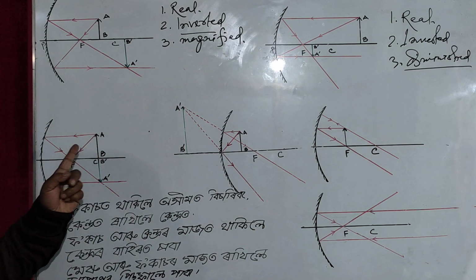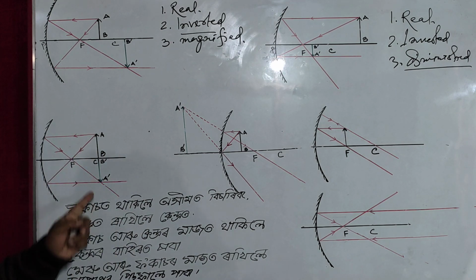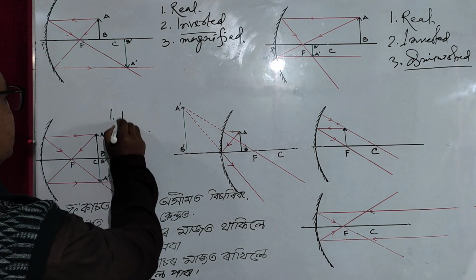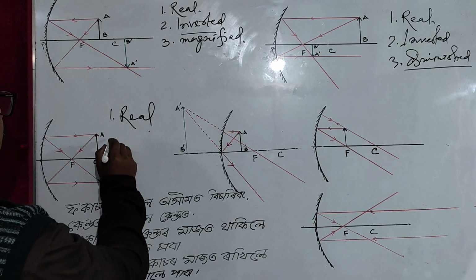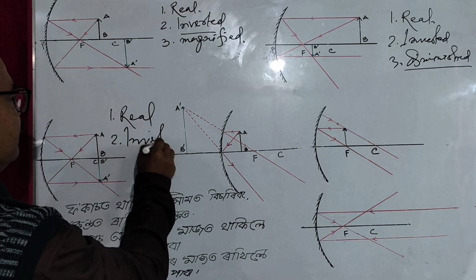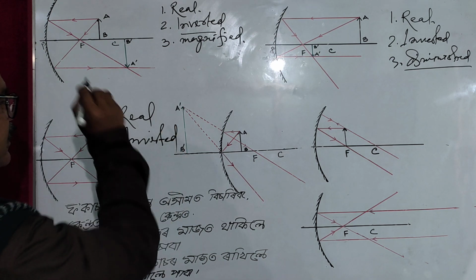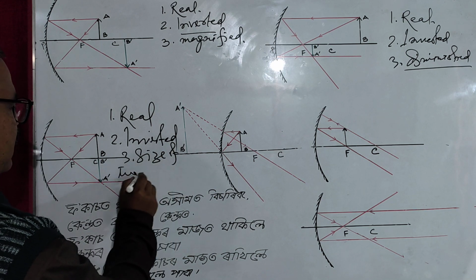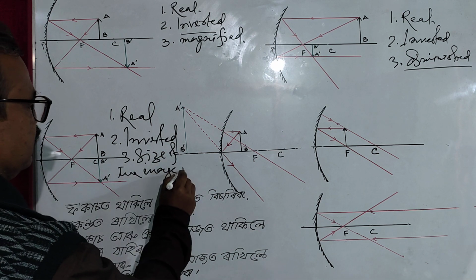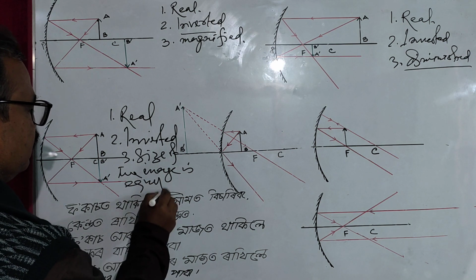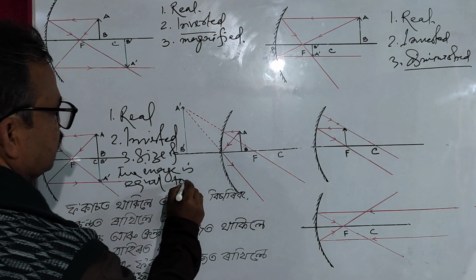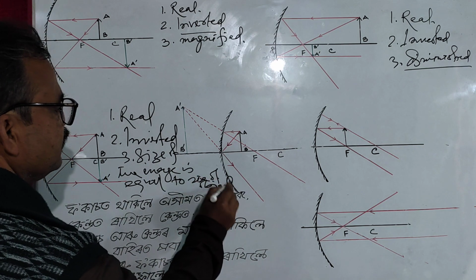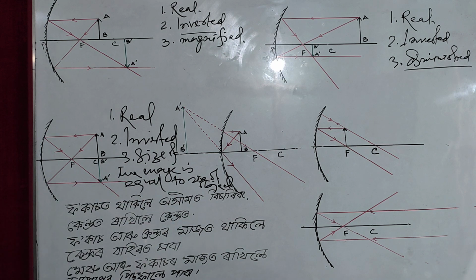Whenever we keep the object at the center of curvature, then the image is also formed at the center of curvature. And here, what are the characteristics of the image? Number one, it is real. Number two, inverted. And number three, the size of the image is equal to the size of the object. Am I right? The size of the image is equal to the size of the object.